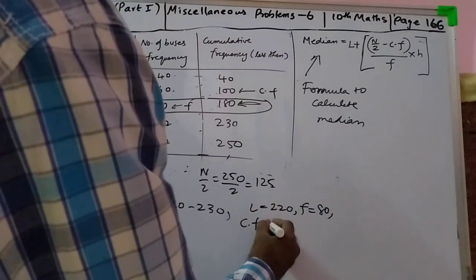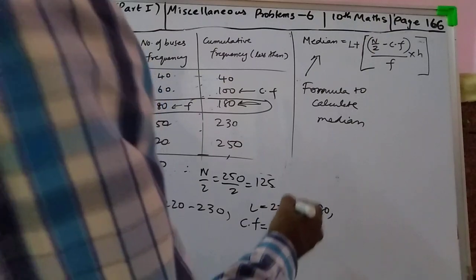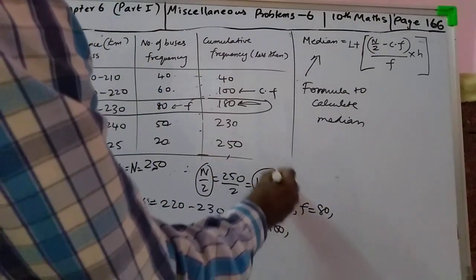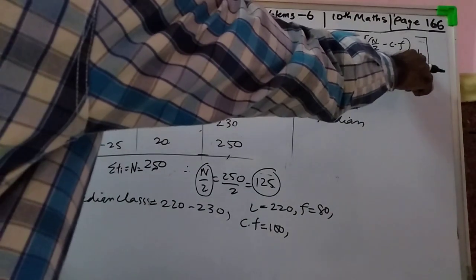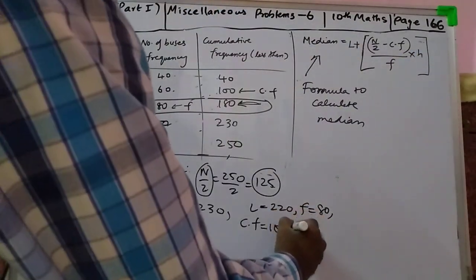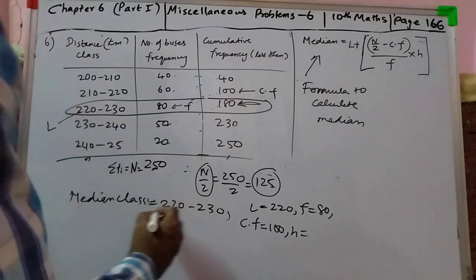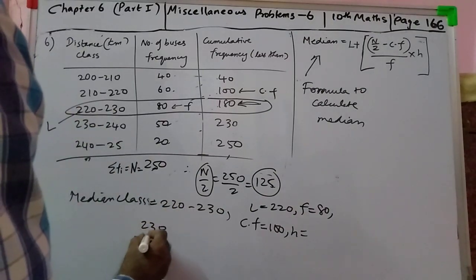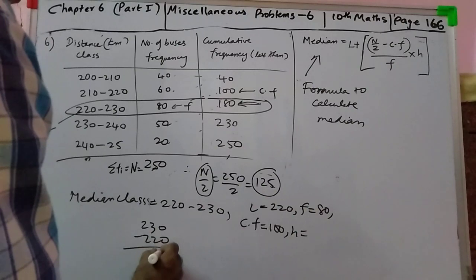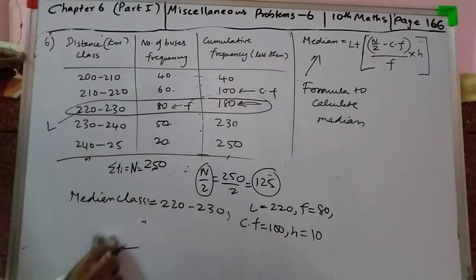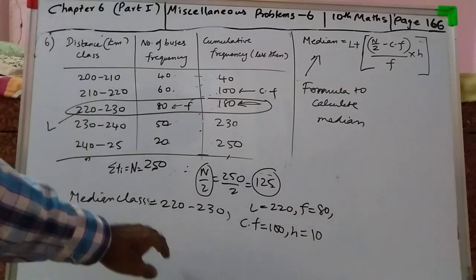Cumulative frequency is 100. We have n by 2, which is 125. We want h. That h is equal to, take this class, 230 minus 220, which is 10. Now we have all the values.